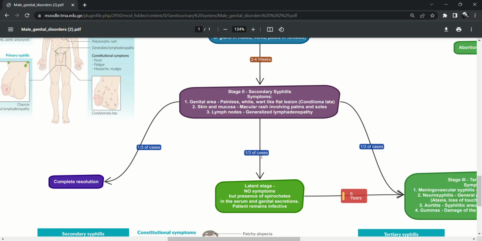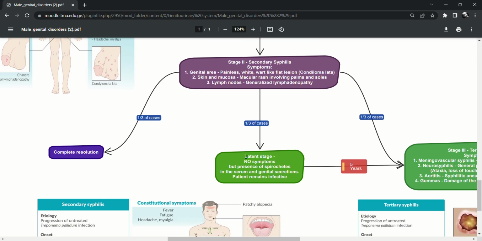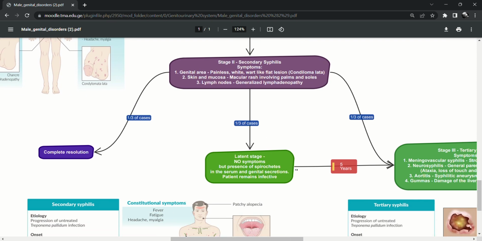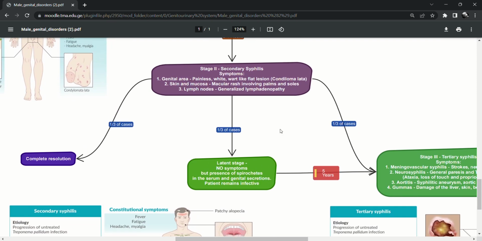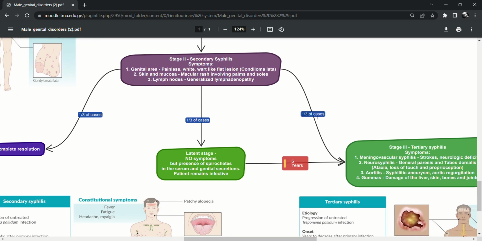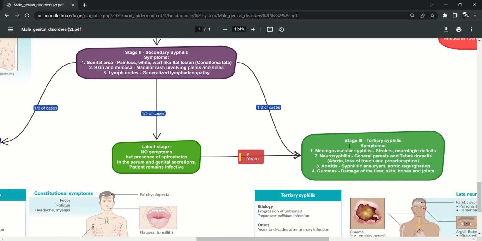In another 1/3 of cases, the secondary syphilis progresses to the latent stage. This is the latent asymptomatic stage. So there are no symptoms, but spirochetes are present, so they're not gone from the serum and genital secretions. So a patient in the latent stage without any symptoms still remains infective. Now, there is another progression after secondary syphilis. In the last 1/3 of cases, patients may develop stage 3, also known as tertiary syphilis.